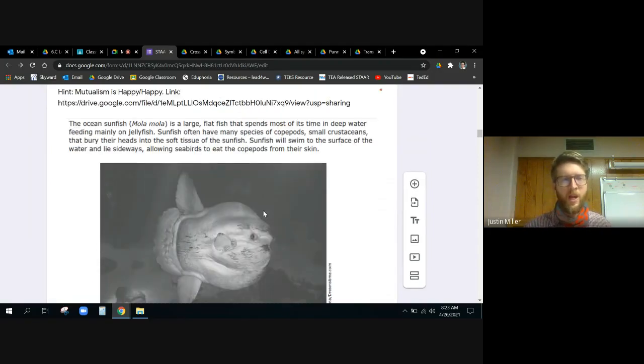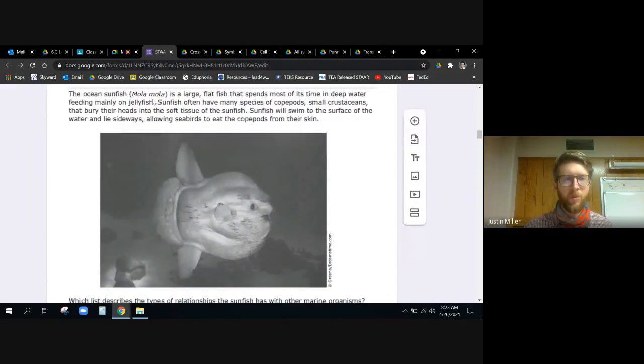The ocean sunfish, or mola mola, is a large flat fish that spends most of its time in deep water, feeding mainly on jellyfish. They often have many species of copepods, which are small crustaceans, that bury their heads into the soft tissue of the sunfish. Sunfish will swim to the surface and lay sideways and allow the seabirds to eat those copepods from their skin.